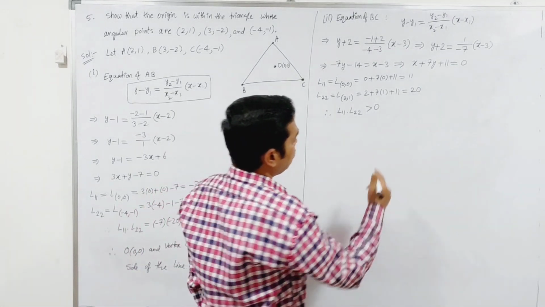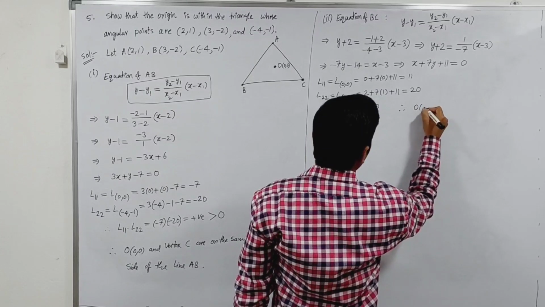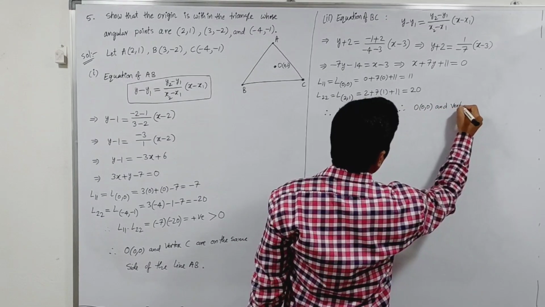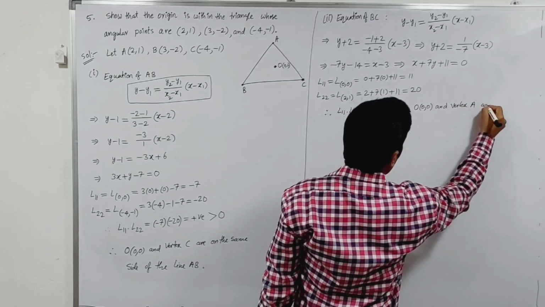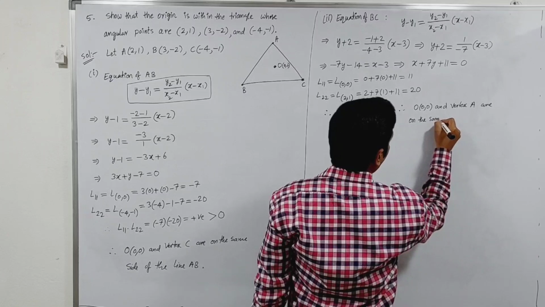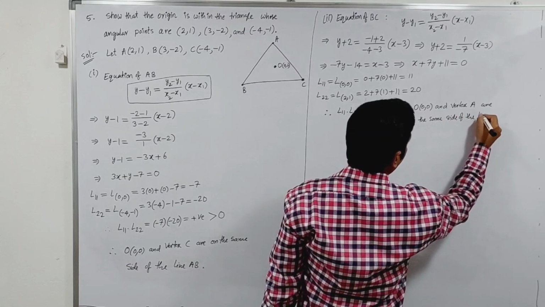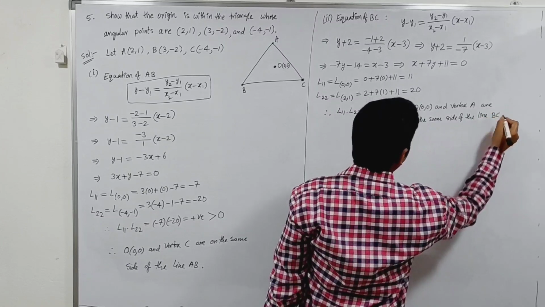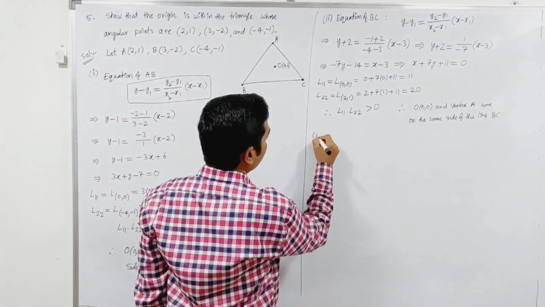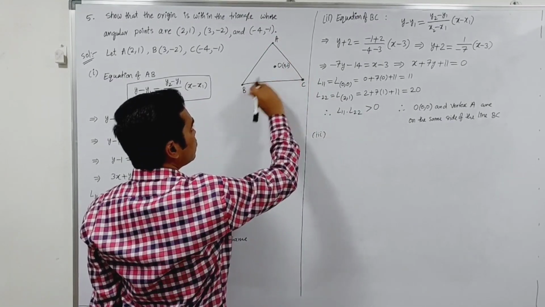That means, therefore, origin (0, 0) and vertex A are on the same side of the line BC or side BC. Next, in the third case, find out the equation of AC and verify the positions of the remaining points.